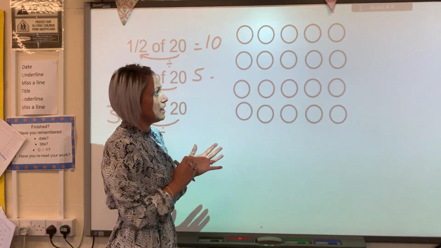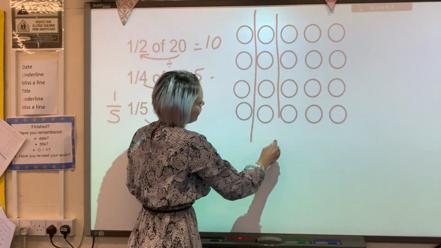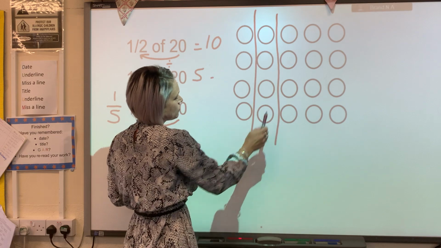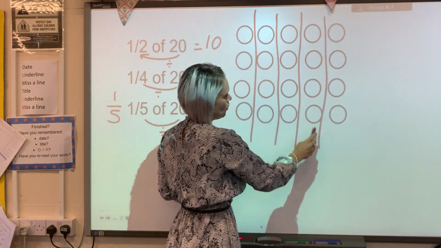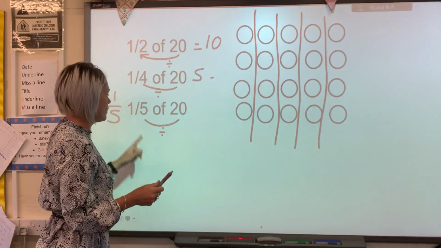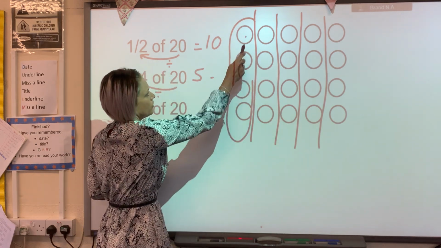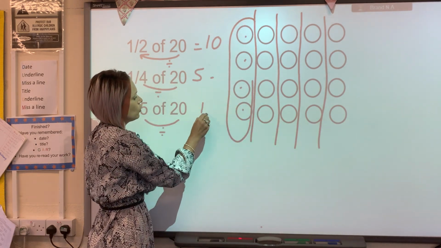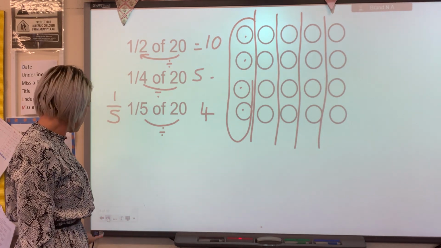So this time with the diagram, I'd have to split it this way. So 1/5, 2/5 with 4, 3/5 with 4, 4/5 with 4, and my final 5th also has 4 in. So 1/5, which is this, has got 1, 2, 3, 4 in. So 1/5 of 20 is 4.